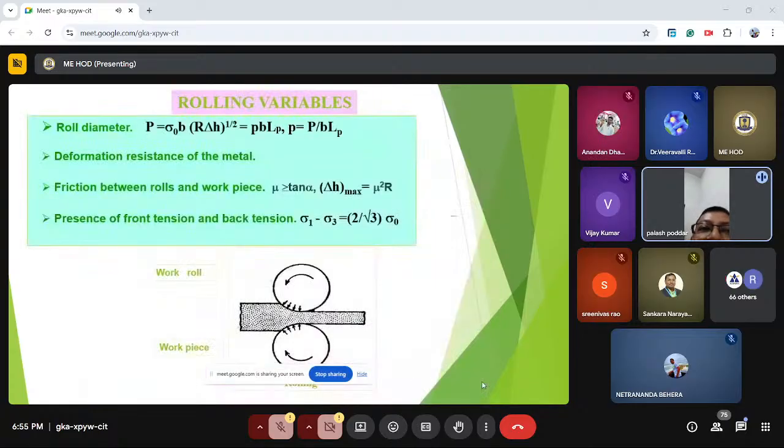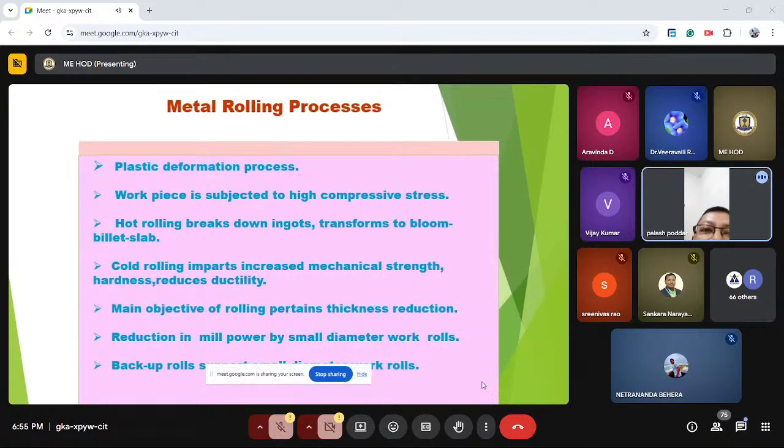Hot rolling breaks down ingots, as I mentioned earlier, and transforms them into blooms, billets and slabs. Cold rolling imparts increased mechanical strength and hardness, but reduces ductility. The major objective of rolling pertains to thickness reduction. The major aim is like that, but there will be constancy of volume, except for porosity and some cracks. These are the exceptions.